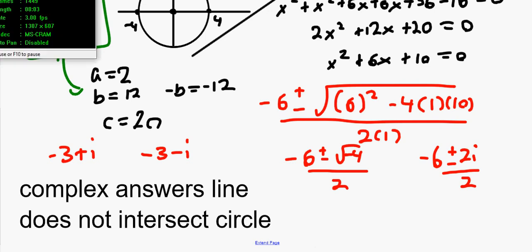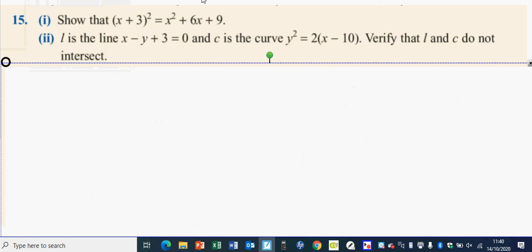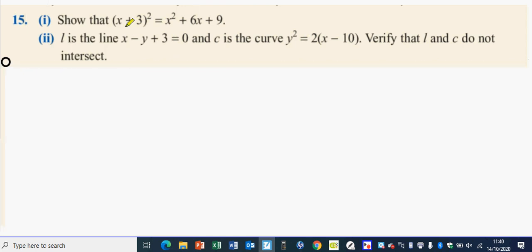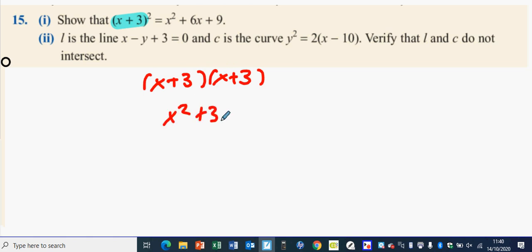Alright, now, first thing is show that x plus 3 squared is in fact x squared plus 6x plus 9. We'd hope that we all know that means x plus 3 by x plus 3, which would be x squared plus 3x plus 3x plus 9, which in turn we'll get as x squared plus 6x plus 9. Everybody cool with that much? Okay. It's not a biggie.